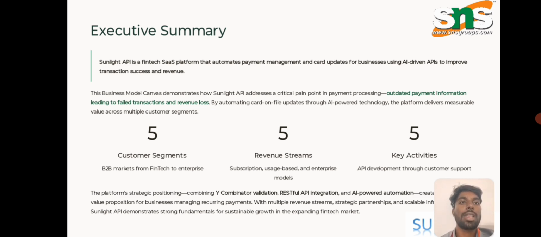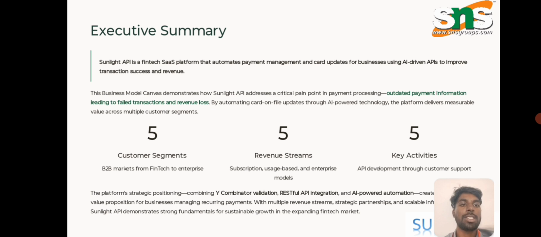Executive summary: Sunlight is a fintech SaaS platform that automates payment management and card updates through an AI-driven API to improve transaction success and revenue. The customer segment is the B2B fintech market, and the revenue stream is subscription and usage based. Key activities are API development and customer support.